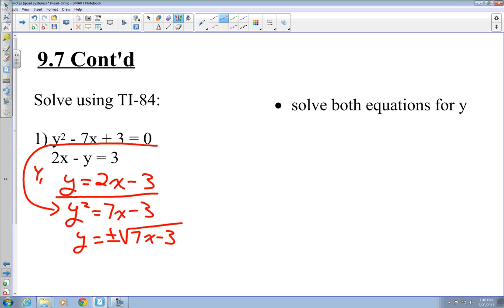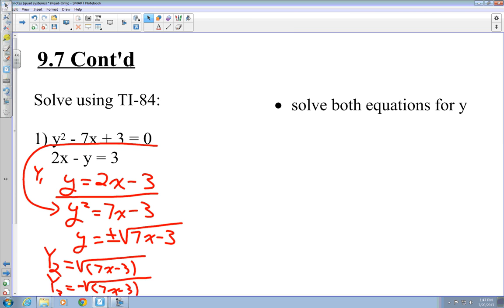Now, so you're going to put it in two different places. So y2 is going to be just the square root of 7x minus 3. And y3 is going to be the little negative sign, not the minus, in front of the square root of 7x minus 3. And then hit graph. You should get a sideways parabola intersected by a line.